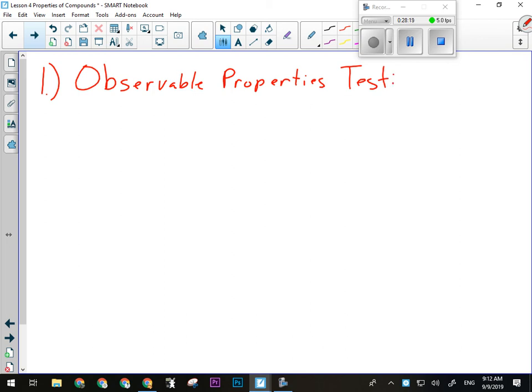Okay. Observable properties are just like it sounds: the things that you can see or observe directly just from having the sample in front of you. So those would be things like color.